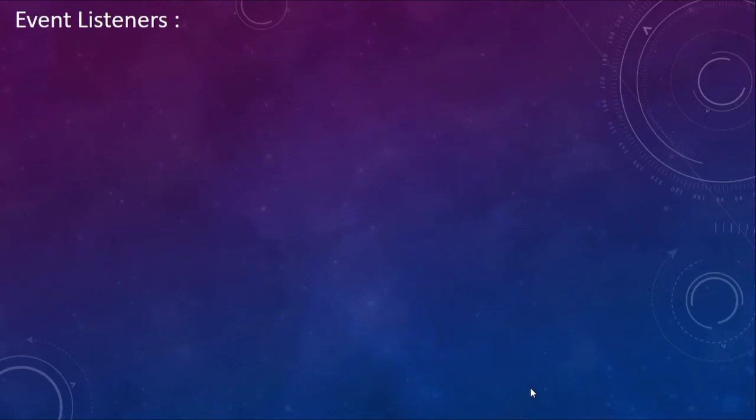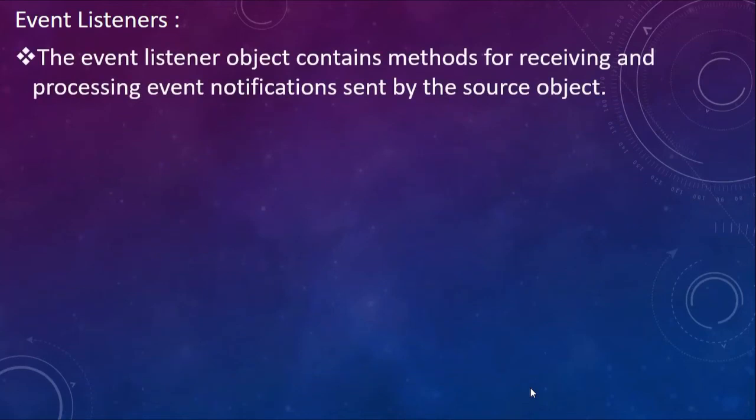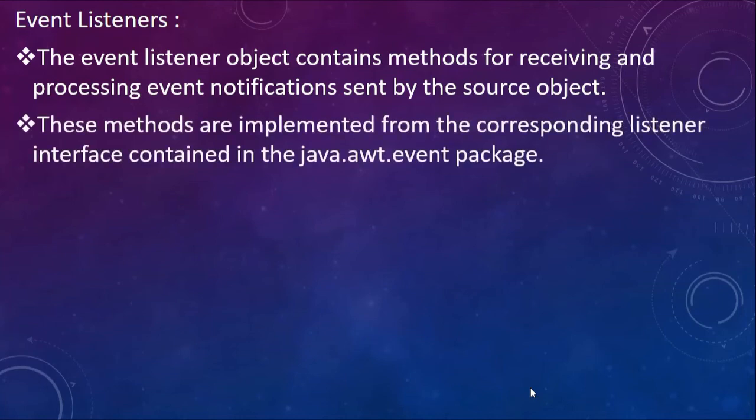Event listeners. The event listener object contains methods for receiving and processing the event notifications which are sent by the source objects. These methods are implemented from the corresponding listener interface contained in the java.awt.event package.